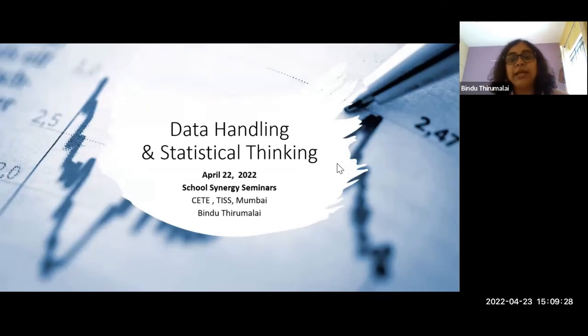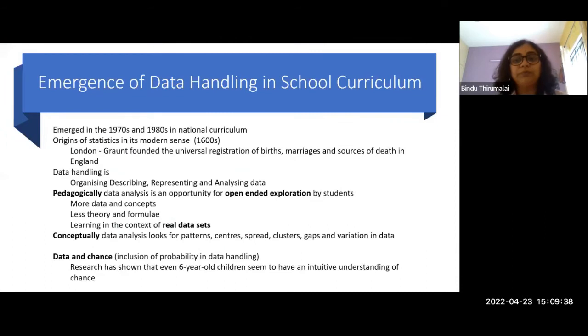Recent in the sense only in the 1970s and more mainstreamed in the 1980s did data handling enter the school curriculum. Now, it emerged in the 70s and 80s when, as Ruchi mentioned, we are seeing computers come in, we're being able to access more data, and we'll be able to collect more data. That's when data handling came into the school curriculum, right from the primary grades, as early as even first and second grade.